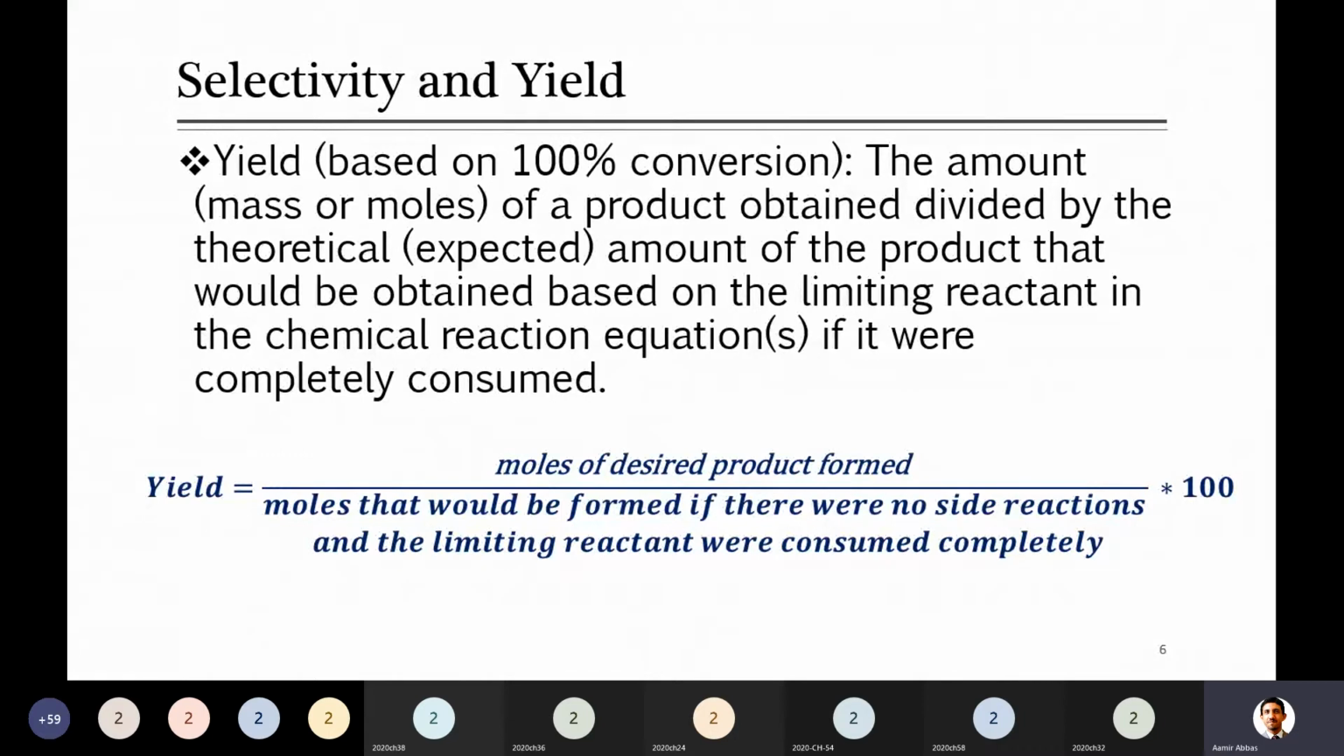Because we have only one reactant, we are considering that as the limiting reactant, and we are saying that its 100 moles are consumed. So from the equation, you can see that it will be 100 over 100. But sometimes it is also going in other reactions.